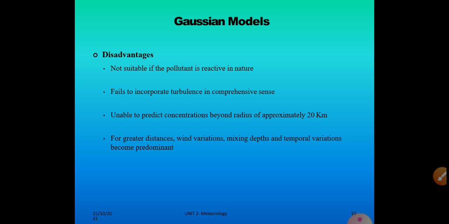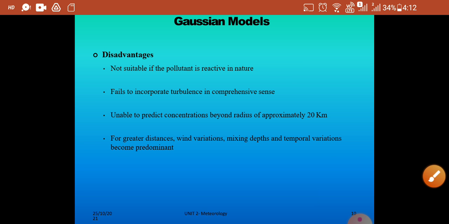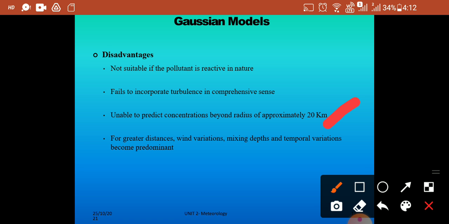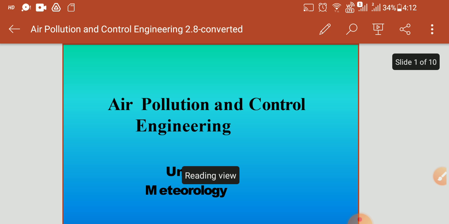The disadvantages of the Gaussian model are that it is not suitable if the pollutant is reactive in nature, it fails to incorporate turbulence in a comprehensive sense, and it is unable to predict concentration beyond a radius of approximately 20 km. For greater distances, wind variations, mixing depths and temporal variations become predominant. Okay, thank you.